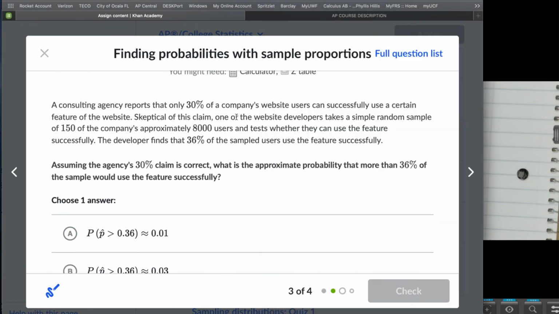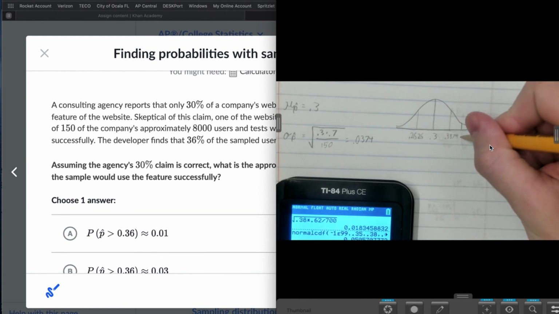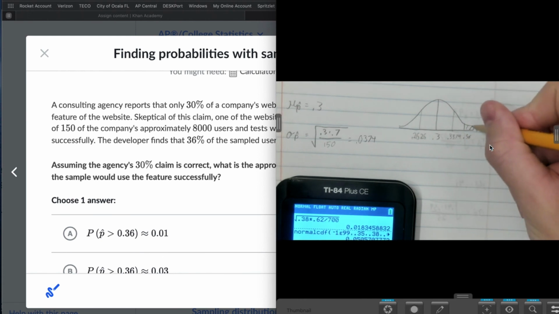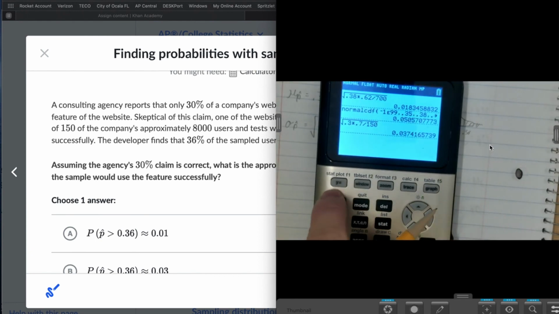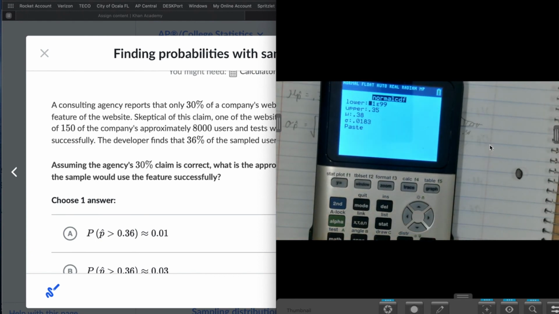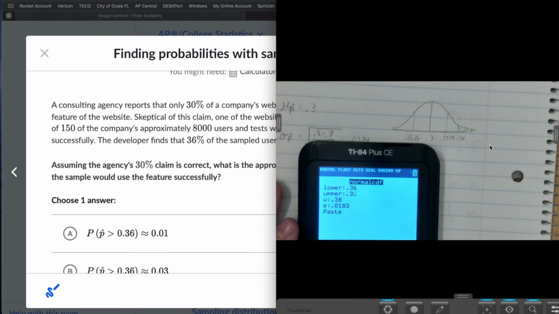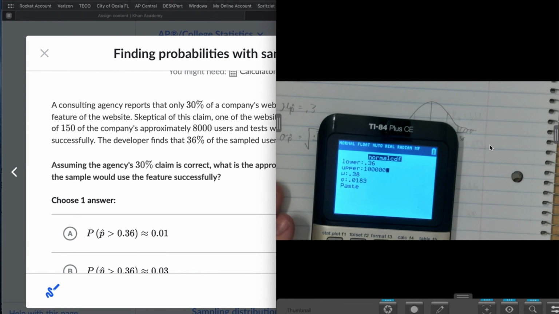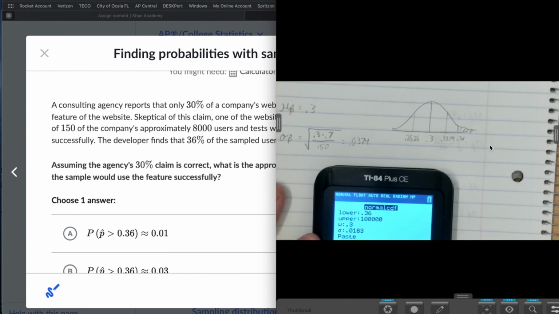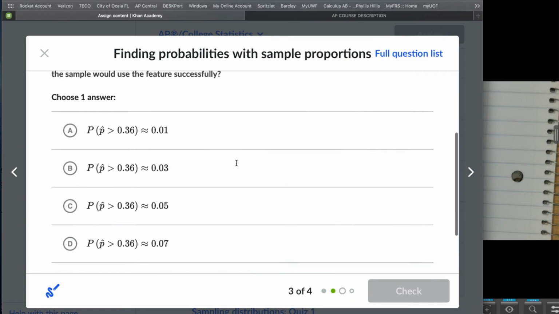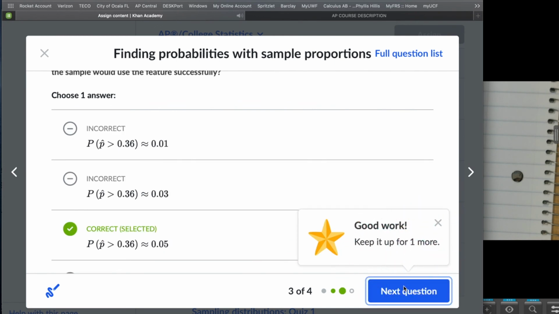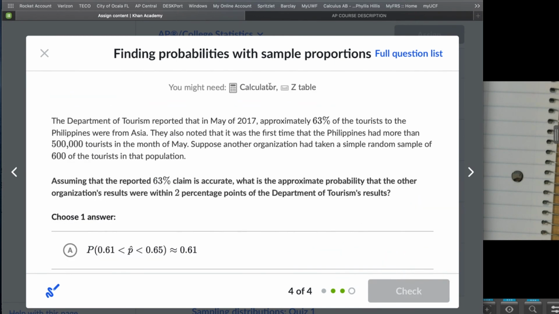Anyways, we want to find the odds that more than 36%, so we're looking right here, 0.36 and more. So it should be a fairly small amount. We'll go back to normal CDF. And this time our lower is the 0.36. That's our lowest amount. We can go as high as we want, so up to some really big number. Our mean is just 0.3, and our standard deviation is 0.0374. And we get 0.05 again. There we go. All right, so hopefully this is starting to make sense.